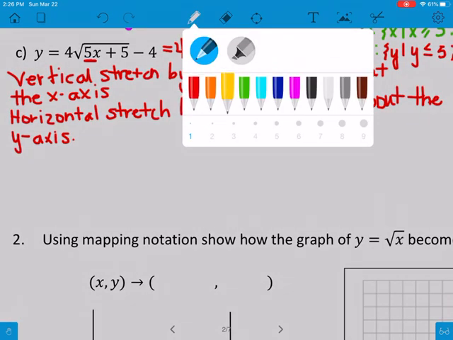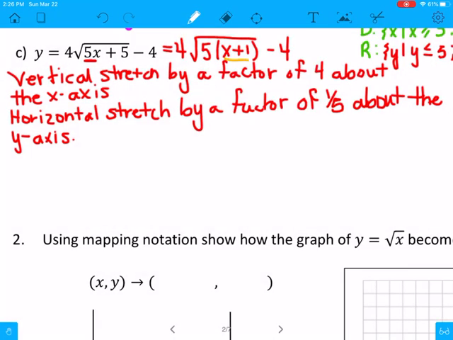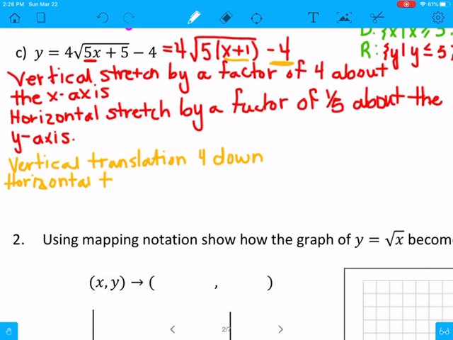I just have horizontally 1 to the left, not 5, because you have to remember to take that 5 out. So it's 1 to the left and vertically 4 up or 4 down. So I have a vertical translation, four down. And a horizontal translation, 1 left.